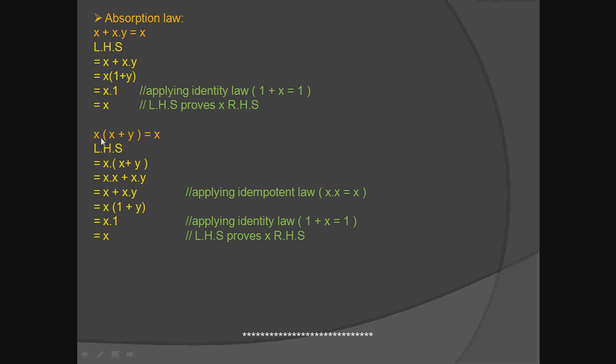Similarly, x and within the bracket x plus y equals x. This is another one of the absorption laws. So proving the LHS: x and x, plus x and y. After that, we write x plus x and y, because x and x is under the idempotent law, x into x equals x. Then we can split this up into x, 1 plus y. Now x dot 1, because 1 plus y under the identity law is 1, right? So here it proves that LHS equals RHS.